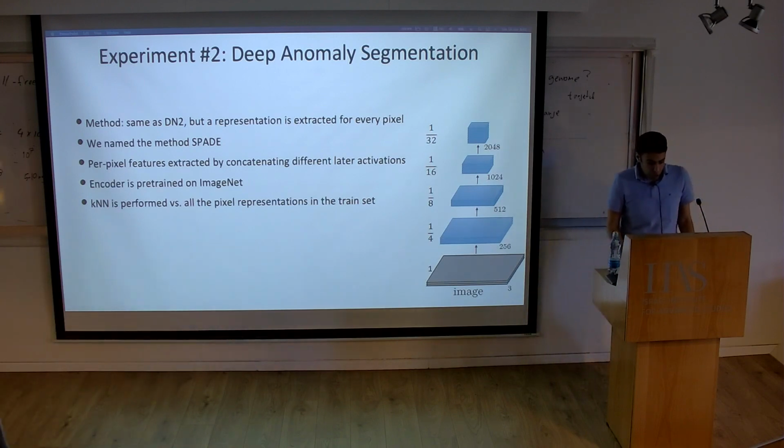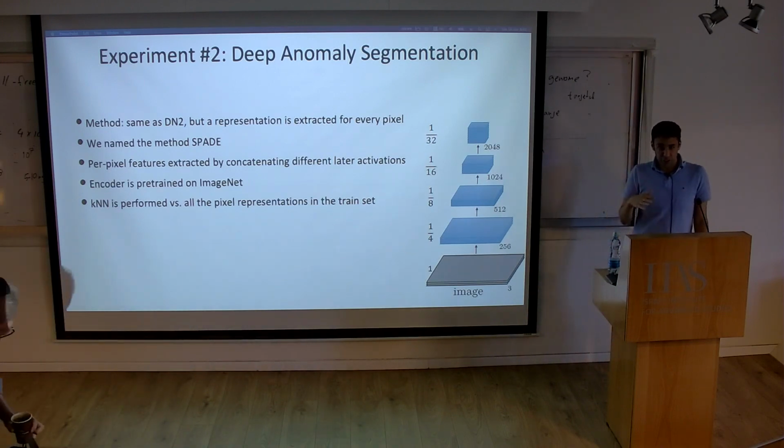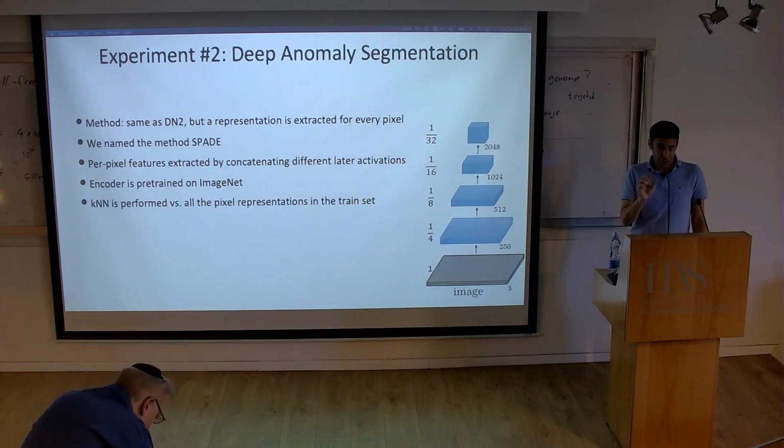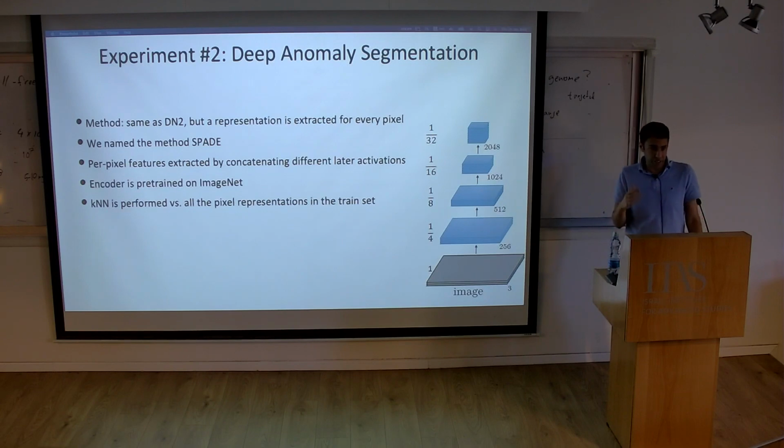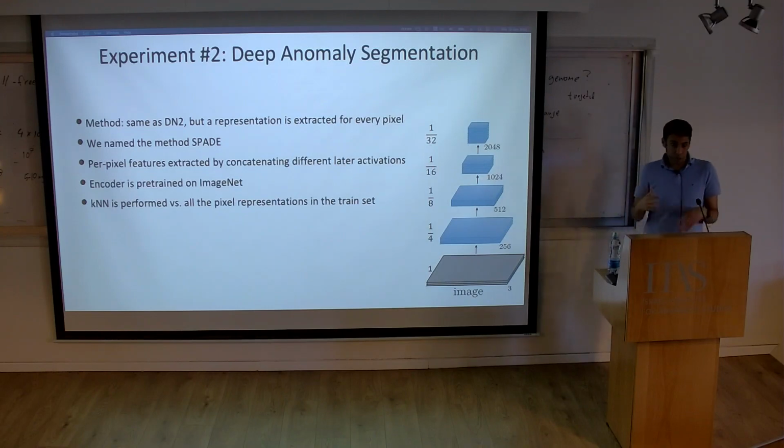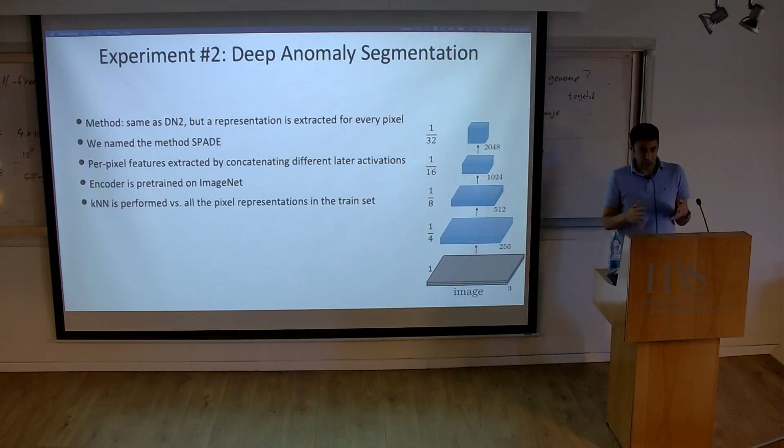So I should just say that we took the images and we extracted a deep representation for every pixel, and then we performed exactly the same thing: we performed k-nearest neighbors for each pixel. So it takes a little bit more time, because there are many more pixels in our data set than there are images. And we use that, again, using k-nearest neighbor scoring to detect anomalies.